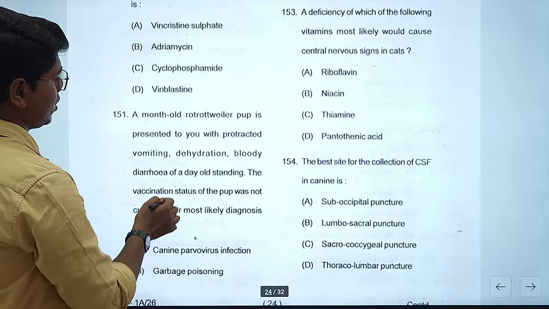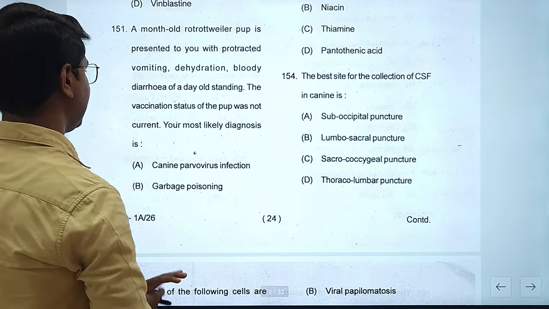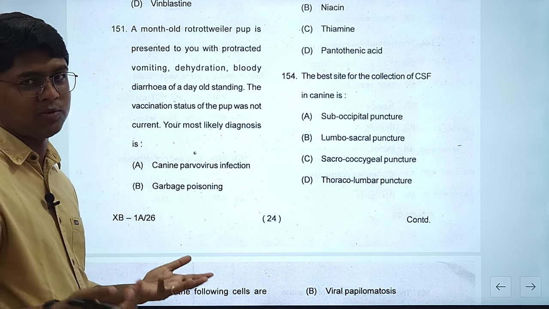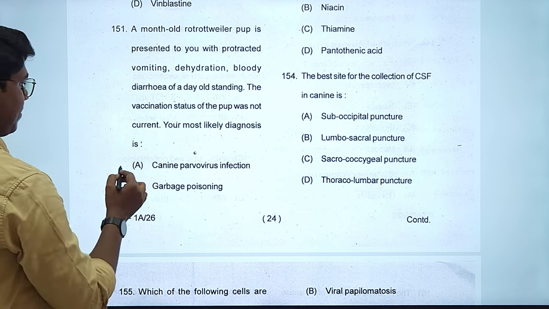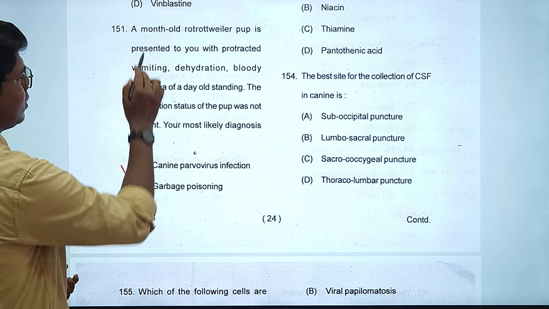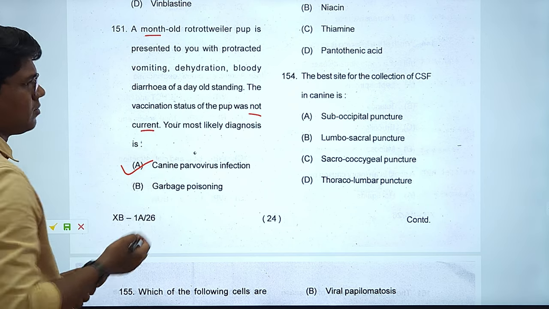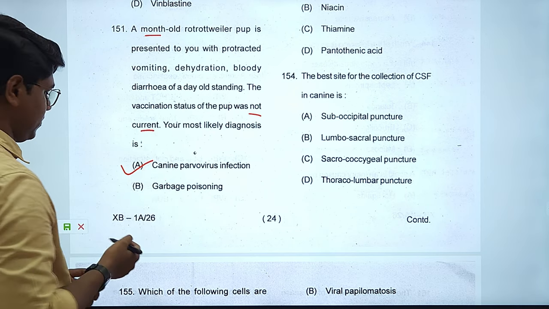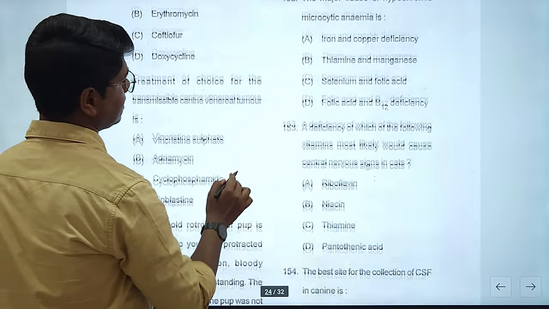A month old Rottweiler pup is presented to you with protracted vomiting, dehydration, bloody diarrhea. You know this one, you might have treated several cases. Canine parvoviral infection. A month old means there will not be vaccination. Anyway, the first vaccine will be at 45 days. So the answer is canine parvoviral infection.